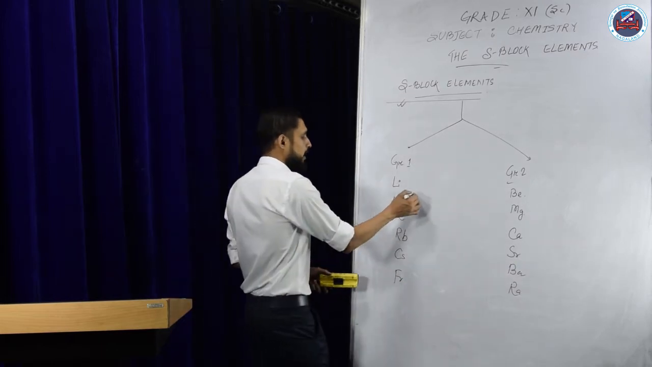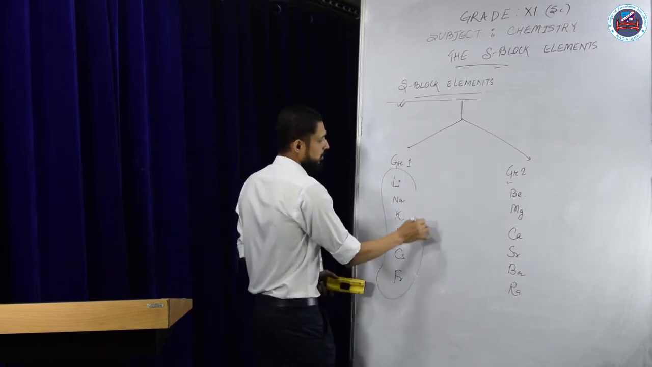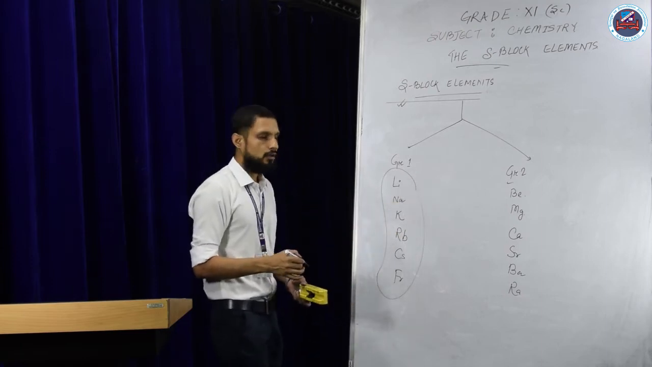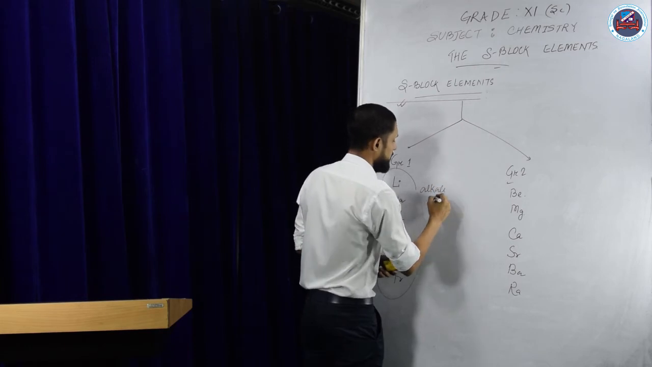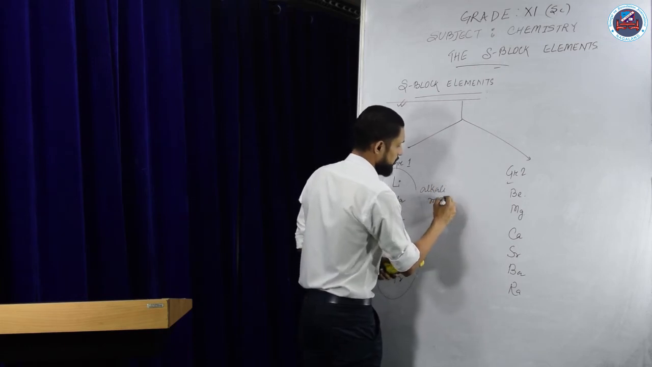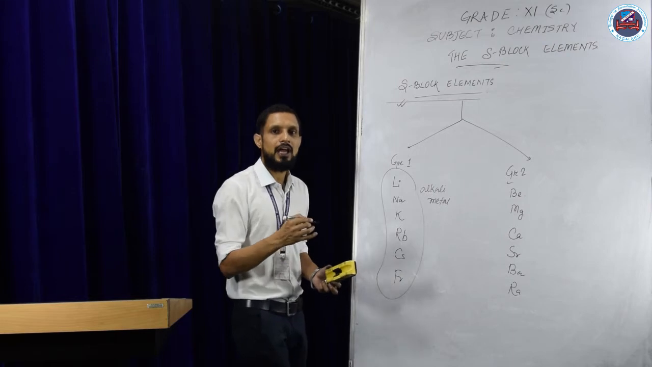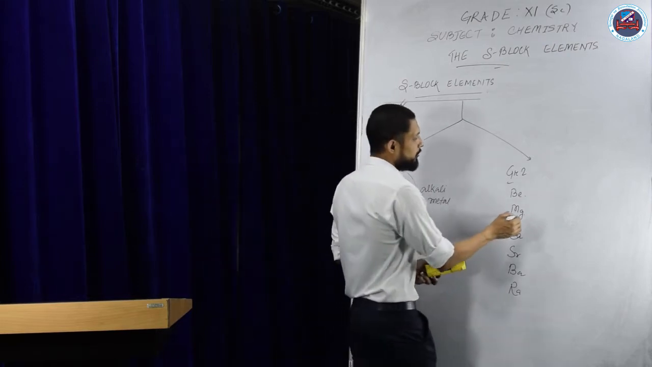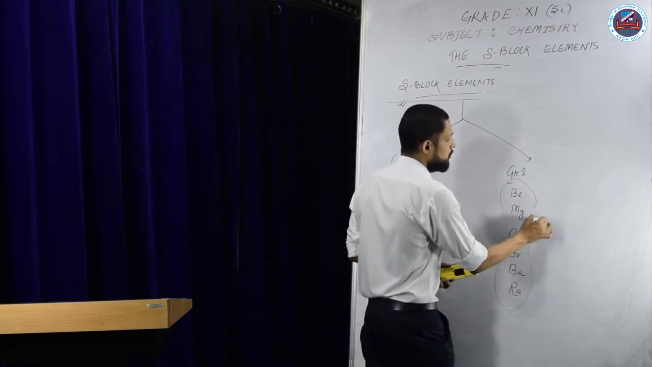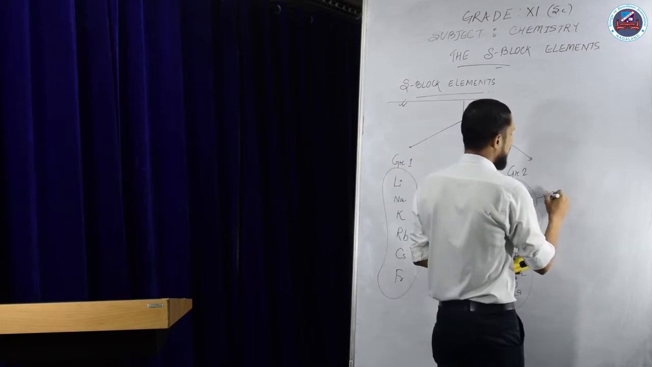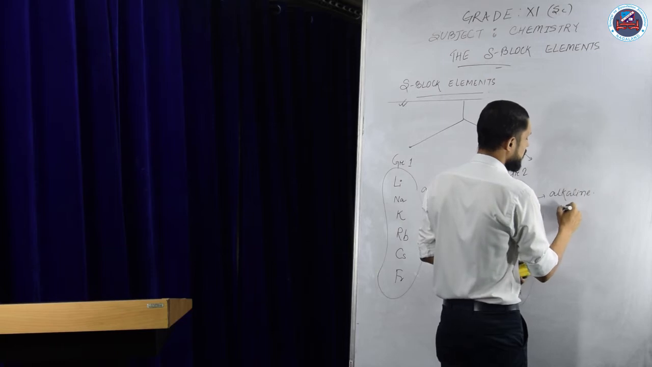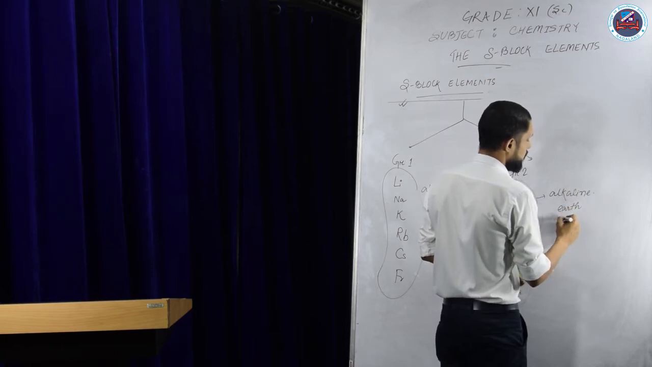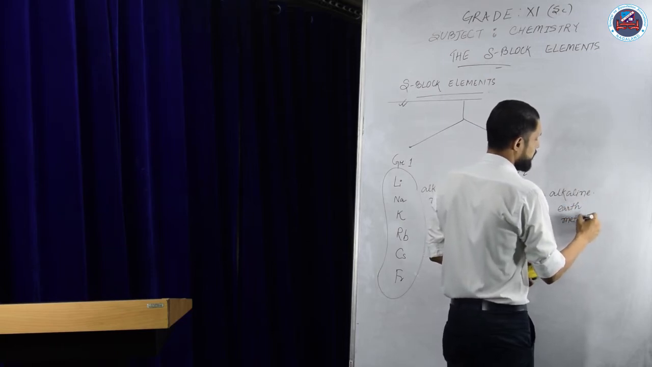Now these elements of group 1 together are known as alkali metals or alkali metal elements. Whereas the elements of group 2 are known as alkaline earth metal elements.